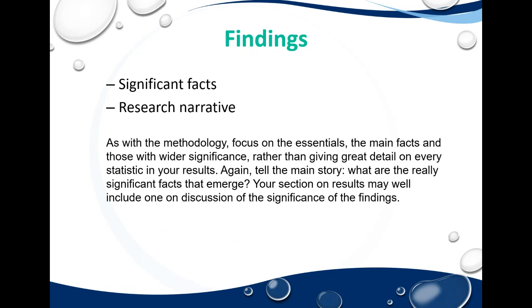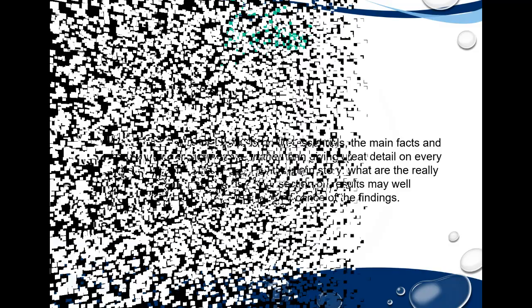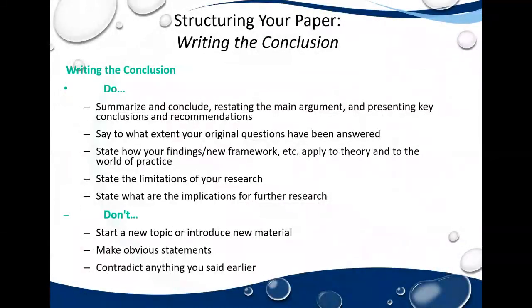You don't have to give us the whole statistics and the whole everything. So what has got wider significance? Maybe you find a lot of things that are significant, right? But what is the one that's got the wider significance that can actually in some way incorporate the other factors, right? Tell the main story. What are the significant facts that emerge here? Your section on results may well include a discussion of the significance of the findings. So all of those together. All right. And then structuring your paper.